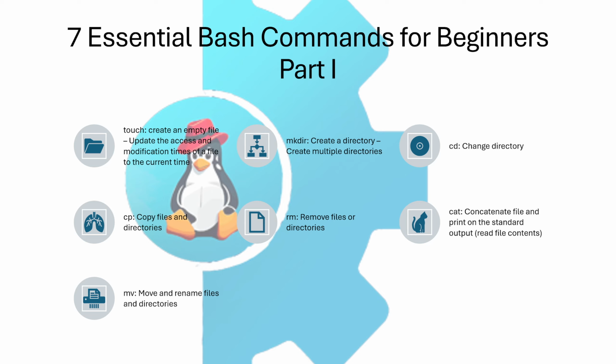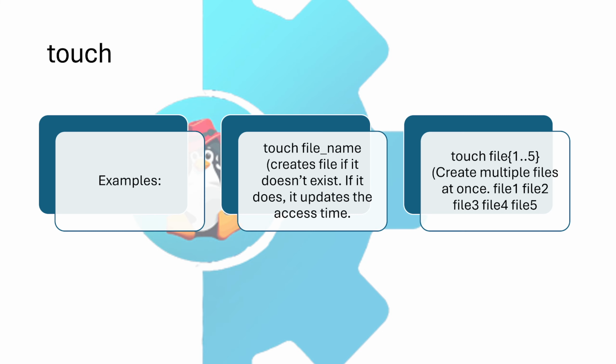The cat command, in simple terms, reads a file to standard output. There are other options you can use with cat, but to keep it simple for this video, we'll just use it to read a file and print it out to standard output. And then you have the mv command, which you can use to move or rename files and directories. So let's go ahead and show some examples.